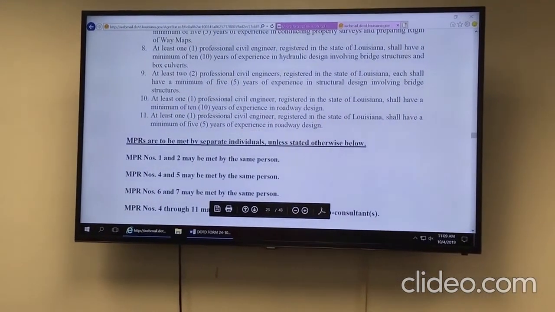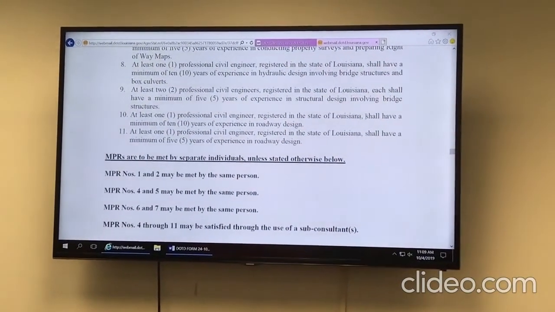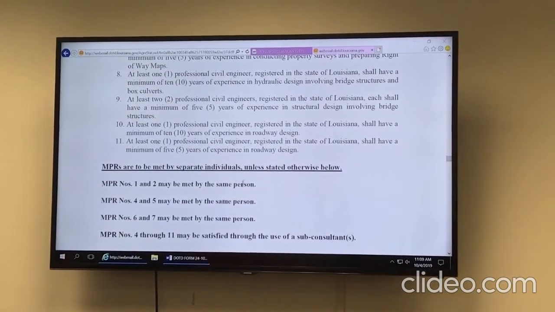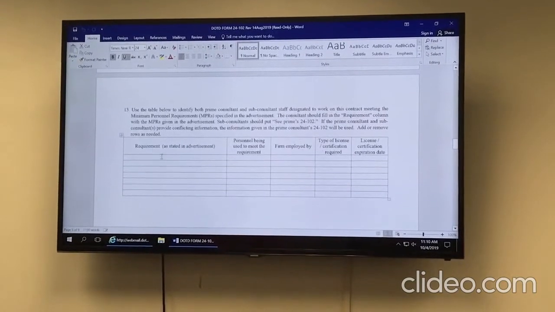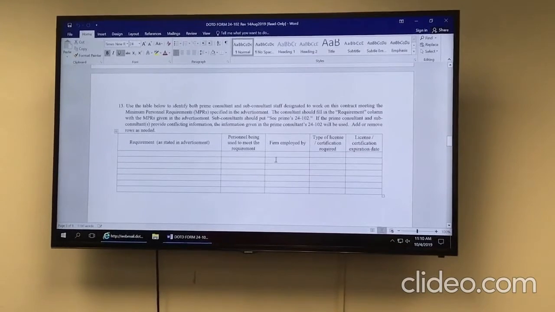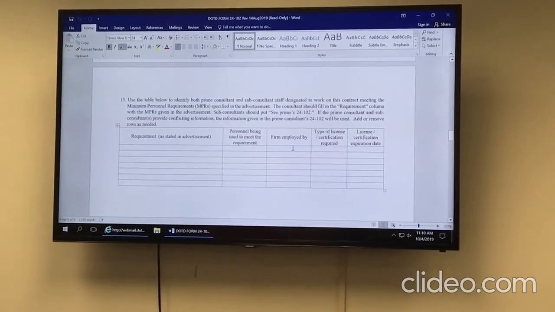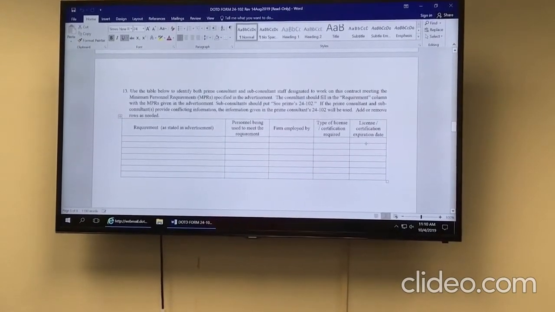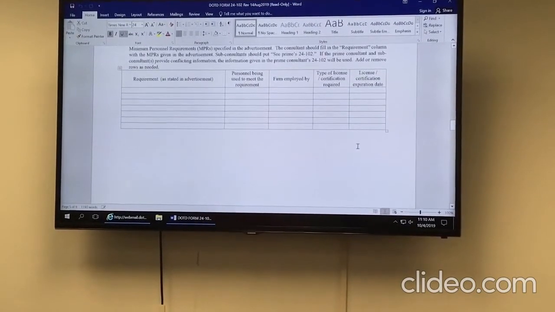Like here, we asked for a PE with a minimum of 10 years of experience in roadway design. So over here in the resumes, you put Jane Doe once again, and you say that she's a PE, with the licenses and things like that. And then when you go to their resume, let's see, where's that out real quick.